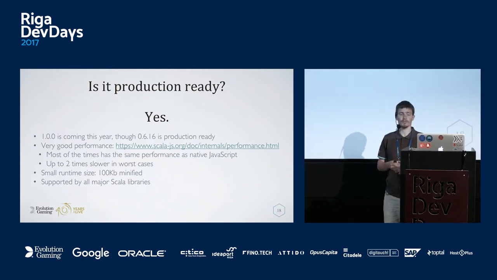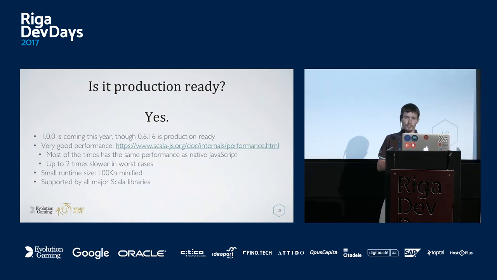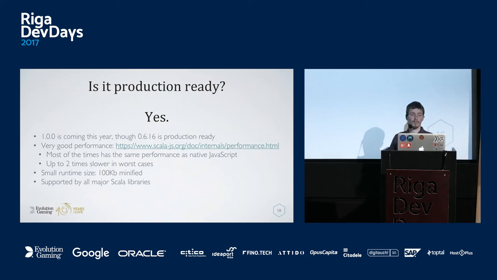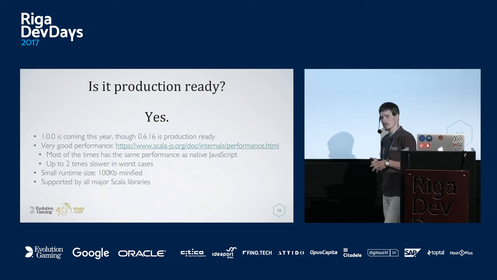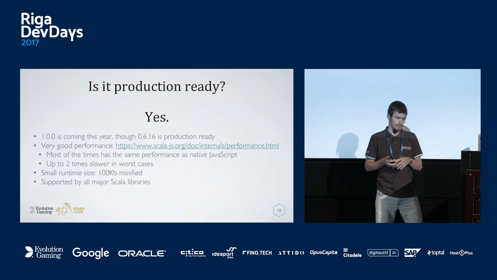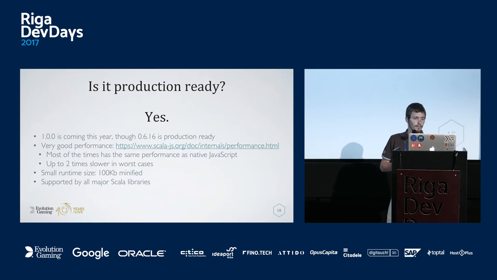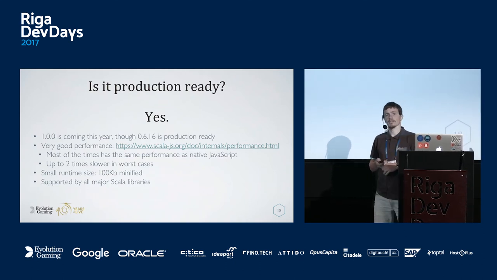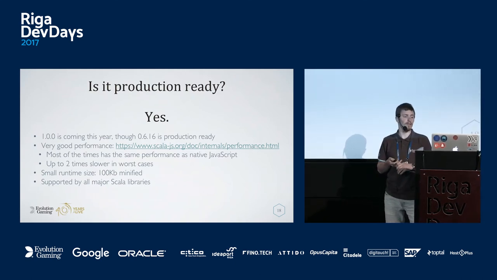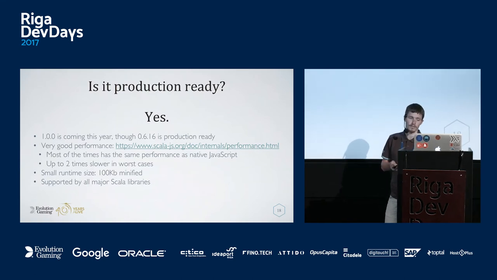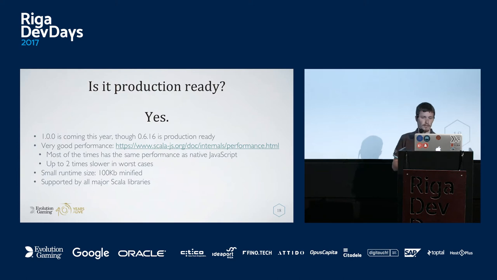0.6.16, the current version, is production ready. This is shown by, for example, good performance, which is benchmarked, of course. Most of the time, ScalaJS code runs at the same speed as native JavaScript, sometimes quite a bit slower, but this is rare. Small runtime size: hello world will weigh 100 kilobytes. This is still much more than a native JavaScript hello world, but for a compiled language, this is quite a nice result.